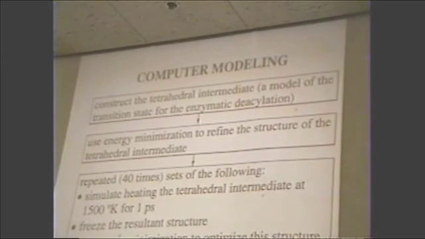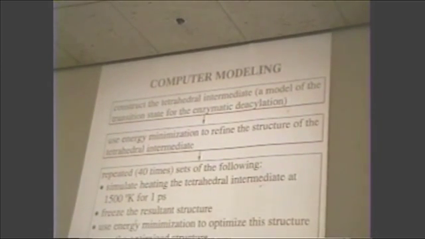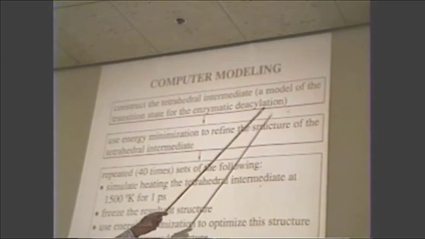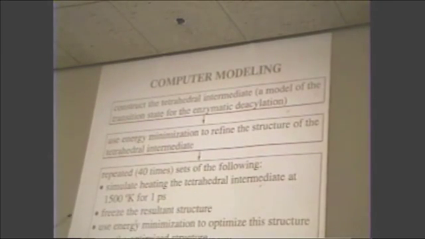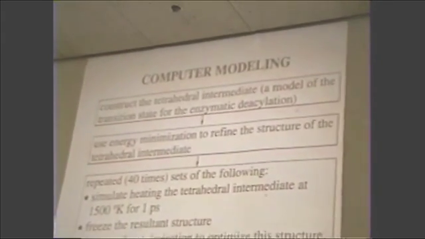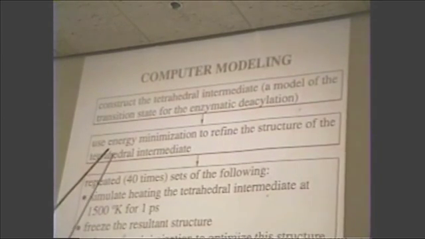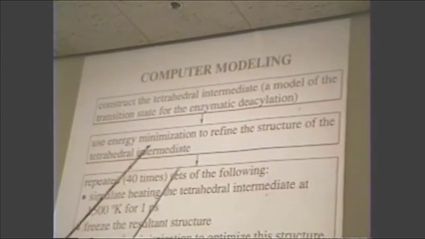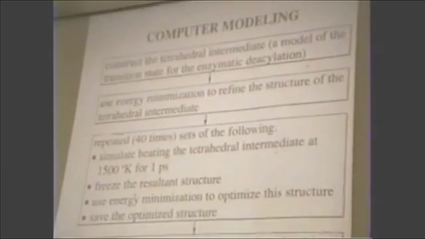Again, it sounds complicated, but if conceptually you understand that that's all you need here, okay? Now, first you construct the tetrahedral intermediate. So we model the transition state by a corresponding tetrahedral intermediate. A tetrahedral intermediate is a model of the transition state for the enzymatic deacylation, okay? Then we use energy minimization to refine the structure of the tetrahedral intermediate.